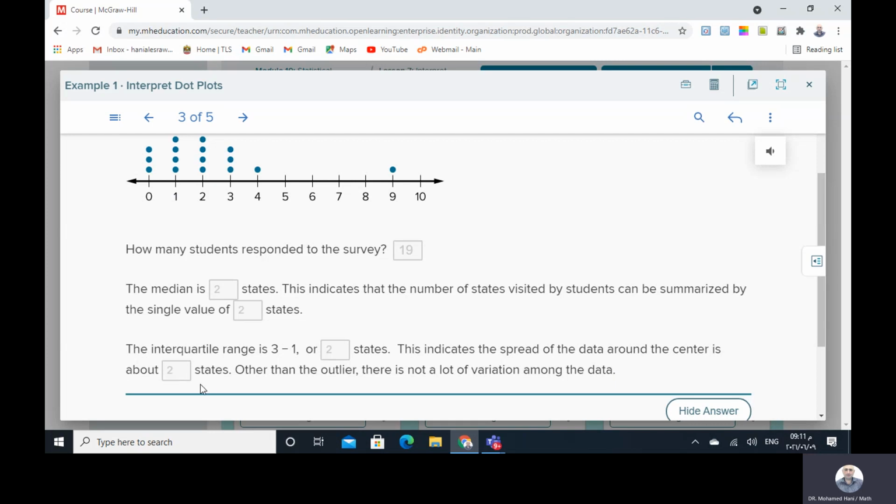states. Other than the outlier, there is not a lot of variation among the data. We have here an outlier, but not a lot of variation among the data. As you see, we have a big distance.